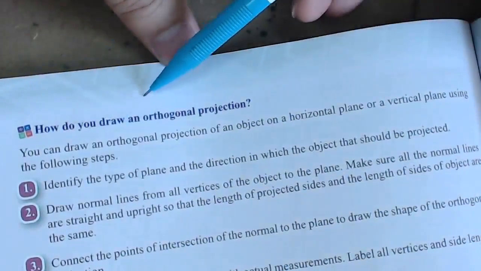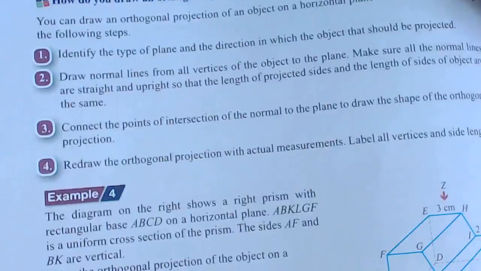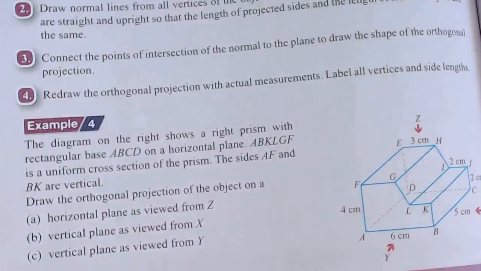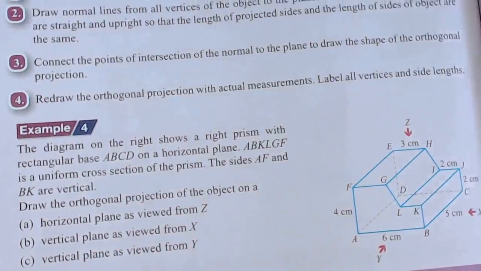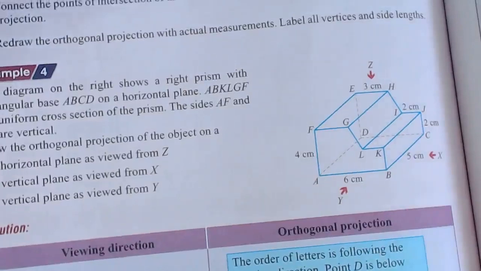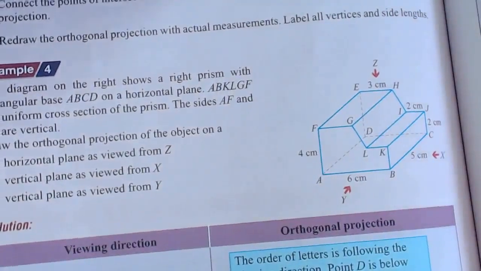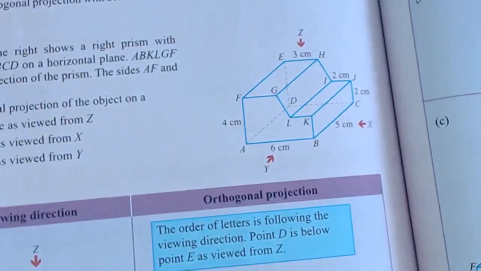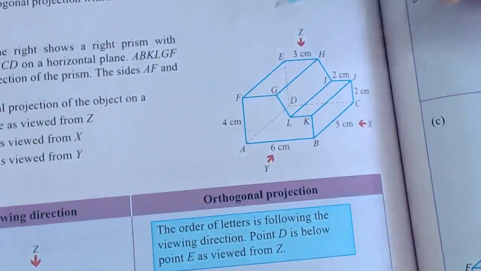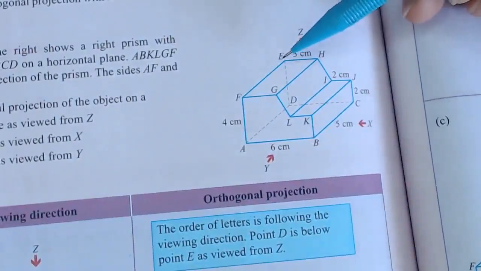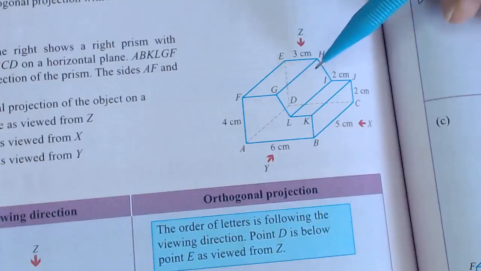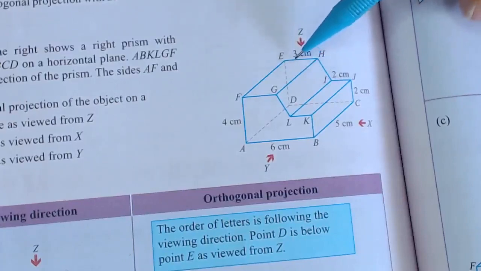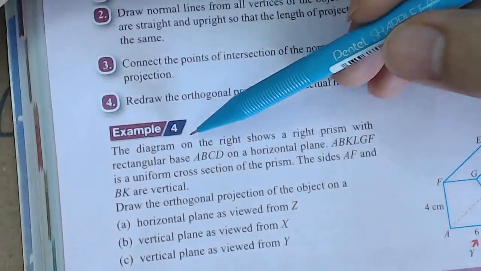How do you draw an orthogonal projection? This time we are about to draw the orthogonal projection. You will be given many objects, various shapes, whatever it is, but they want to see whether you are able to draw the orthogonal projection with correct measurement, correct dimension. Take a look at this example 4 here.